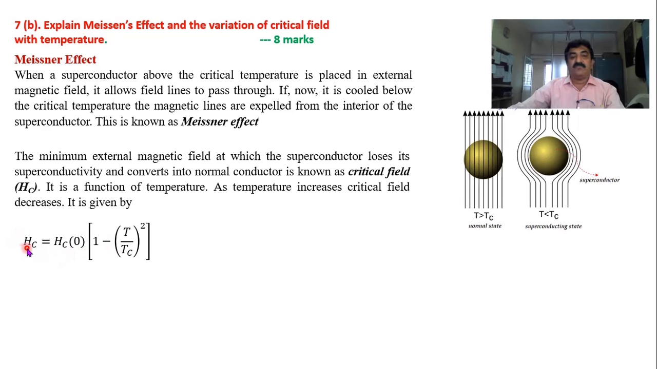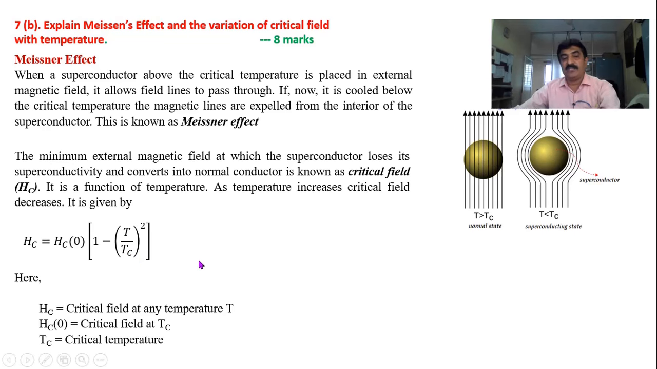Hc is the field at any temperature T. Hc naught is the critical field at 0 Kelvin. Tc is the critical temperature. Please try to understand: Hc is the magnetic field at higher temperature, Hc naught is the magnetic field at 0 Kelvin. Tc is obviously the critical temperature.